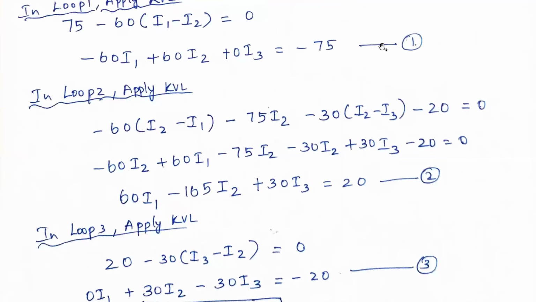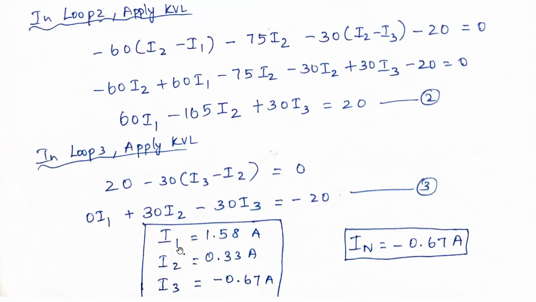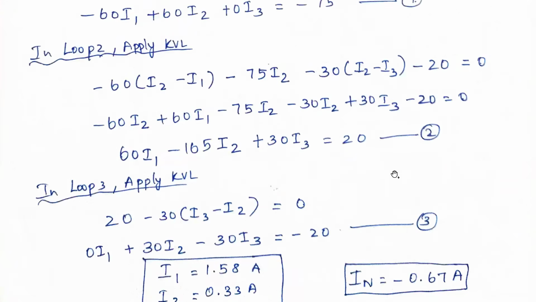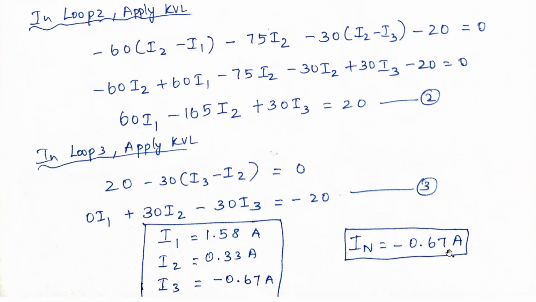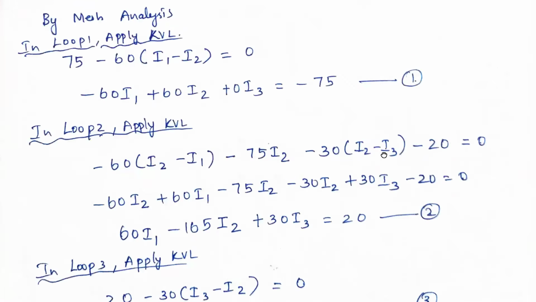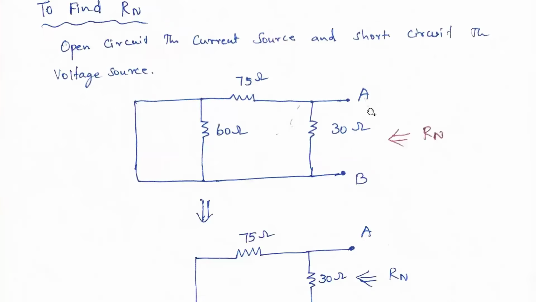By solving these three equations using the scientific calculator in equation mode, we will get I1, I2 and I3. After solving, I1 is equal to 1.58 amperes, I2 is equal to 0.33 amperes, and I3 is equal to minus 0.67 amperes. So what is IN? IN is nothing but I3. So IN is equal to I3 is equal to minus 0.67 amperes. That means the current direction we considered is wrong. The current is not flowing like this, it is flowing the other way. That is the meaning.